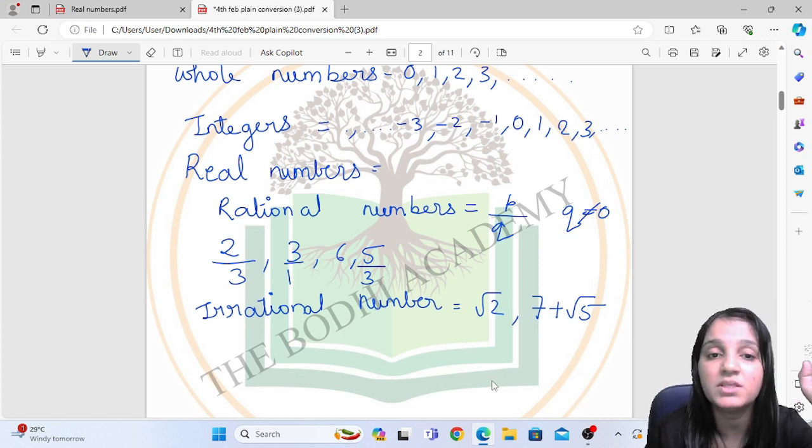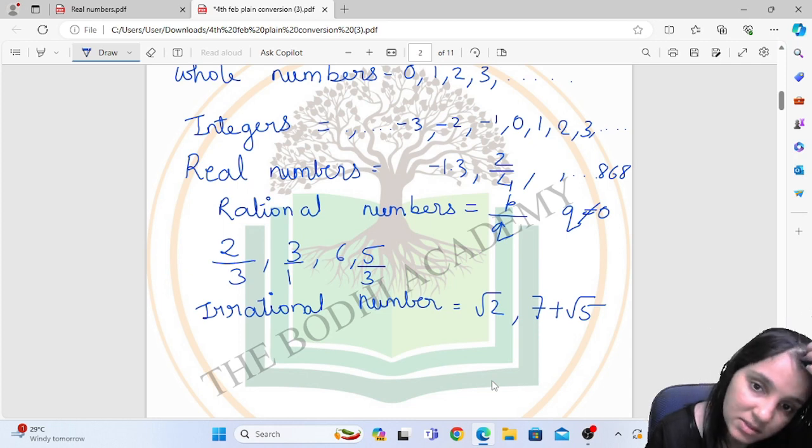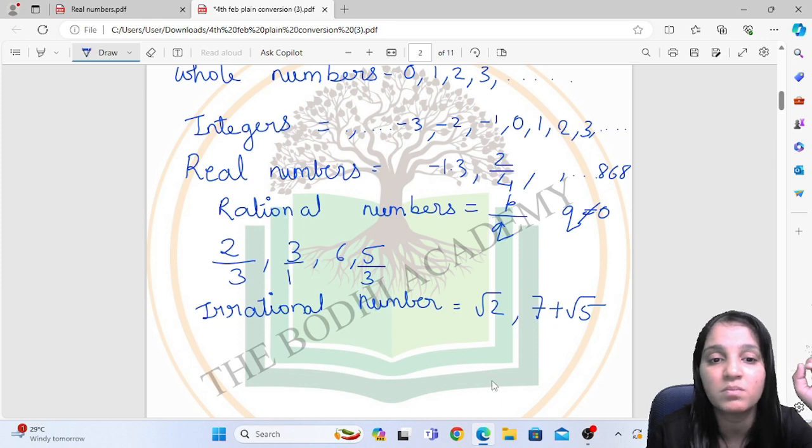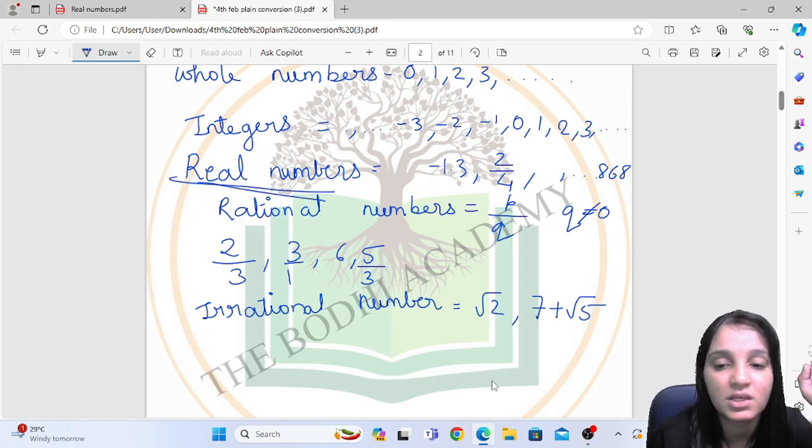Now, real numbers are the ones which contain all decimal numbers, like 1, minus 1.3, then 2 upon 4, then 868. This contains all real numbers, negative numbers, rational numbers, natural numbers, whole numbers. Real numbers is the mixture of all numbers. So we are going to study about these real numbers.